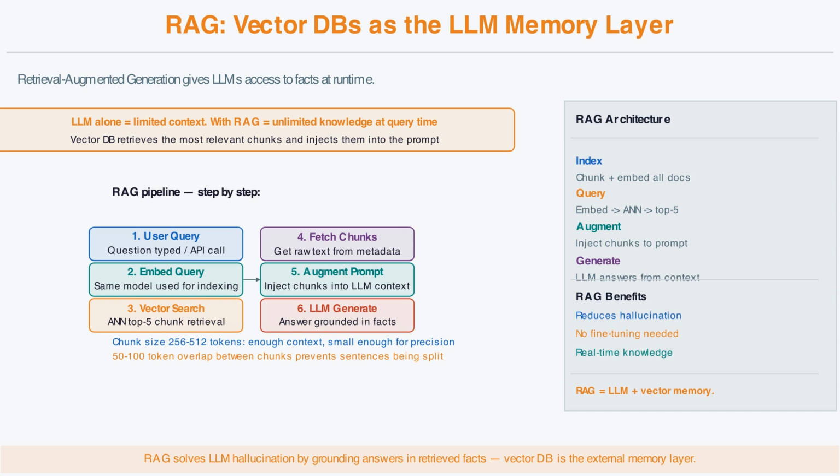The quality of RAG depends heavily on chunking strategy. Chunks of 256 to 512 tokens with 50 to 100 token overlap work well in practice. Overlap prevents important sentences from being split across chunk boundaries.